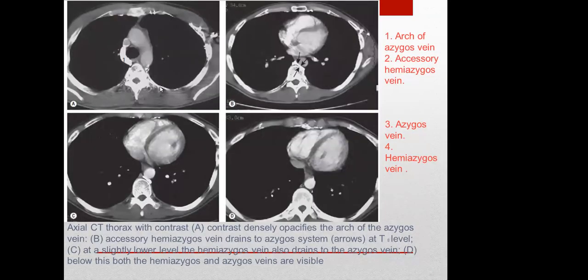On this axial image, we can see this is the arch of the azygos vein, where it will drain to the superior vena cava. This is the level of T4. And here we can see this is the accessory hemiazygos.